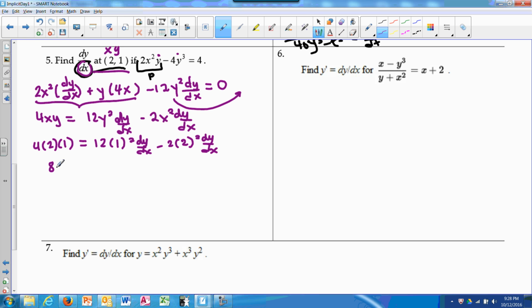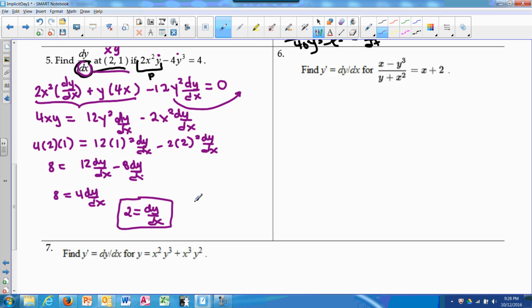So I have 8 equals 12 dy dx minus 8 dy dx. So 8 equals 4 dy dx. So dividing both sides by 4, I get 2 equals dy dx. So this is only the value of the slope at the point (2, 1). So we could use point slope form if we wanted to write the tangent line.